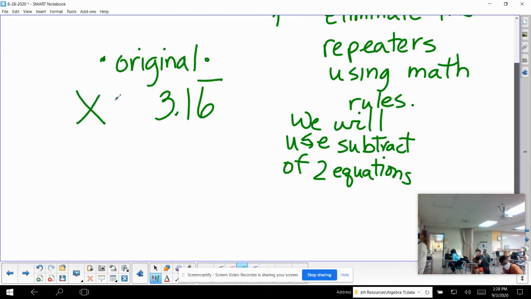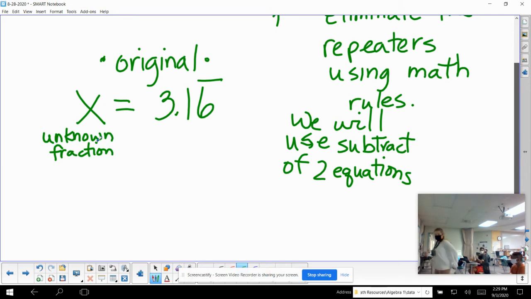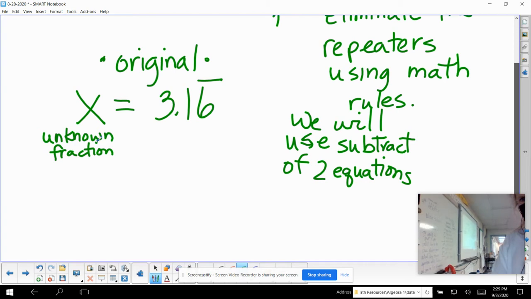We're going to make this into an equation, x equals 3.16. And this unknown here is our fraction. So once we get all done with this, we're going to have x equals some fraction. That'll be our answer. Let's go take a look. So we're going to subtract a small equation from a big equation.